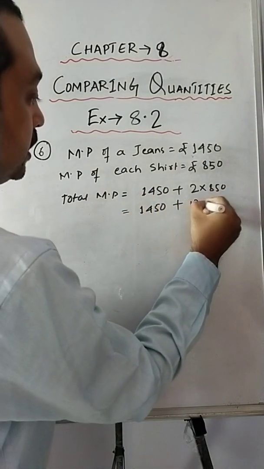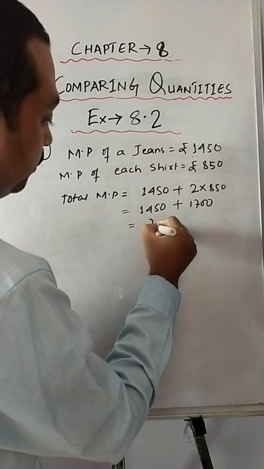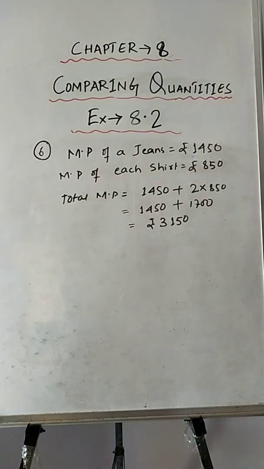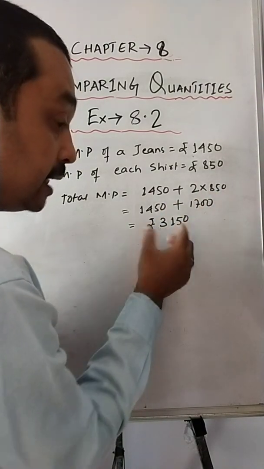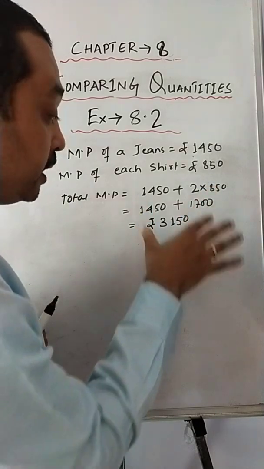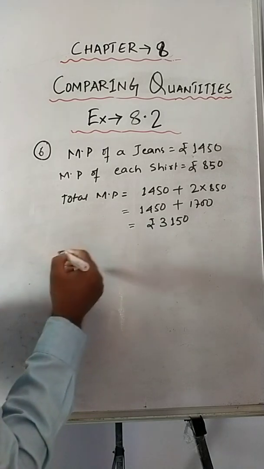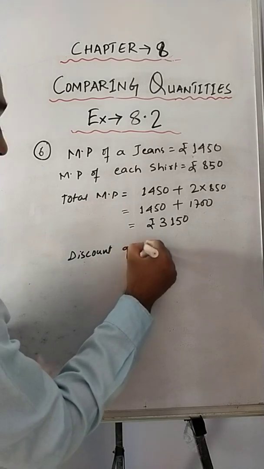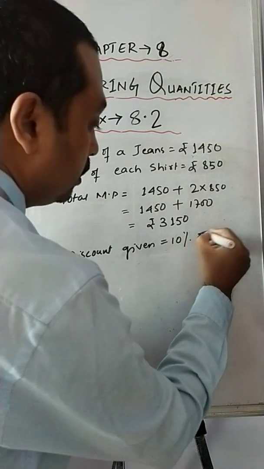So his total MP would be 1450 plus 1700. So it will cost him rupees 3150. So this is the total MP. Now as the shop is offering a 10% discount, the customer doesn't have to pay this amount. Discount means some amount will be deducted from this amount. So the discount given is 10% of the total MP.